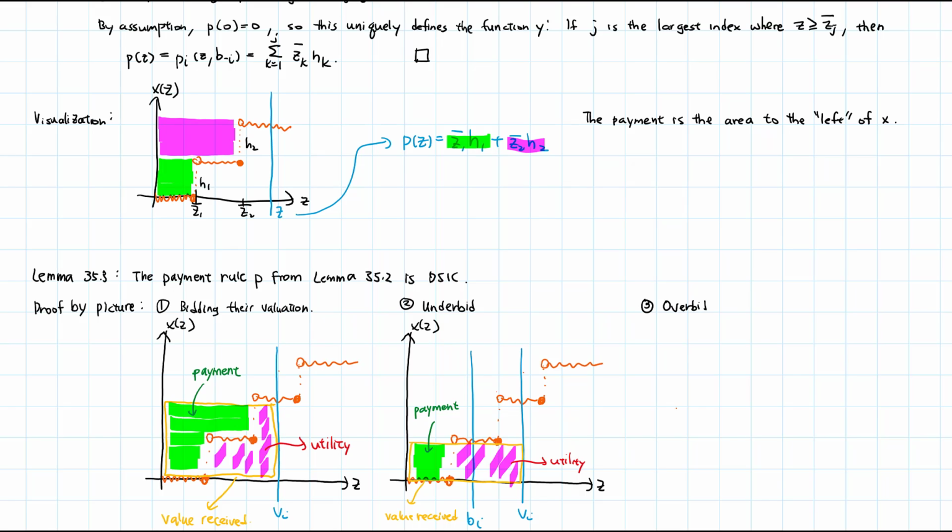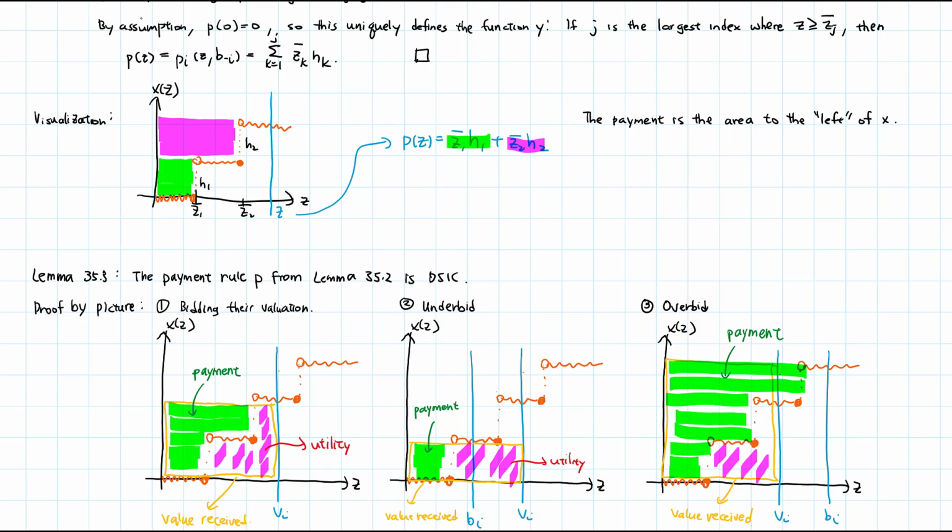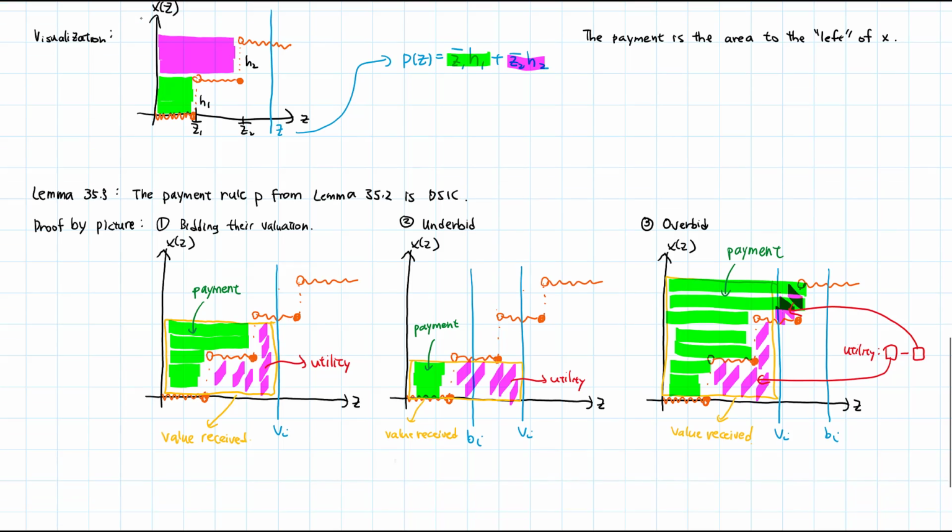Now let's do the same exercise in a case where we overbid. Can you find the three relevant areas here? This time, we have a higher allocation, so our value received is also higher. But our payment is also larger than before. If you look at the utility, it is actually this first area minus the second area. We have paid a little bit too much. So this utility is also smaller than the original utility.